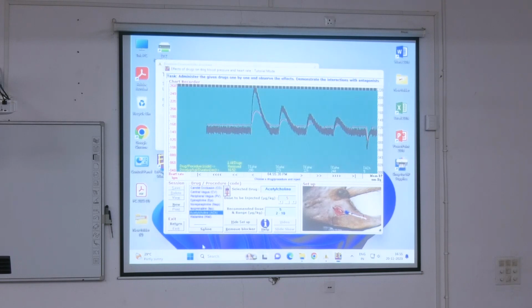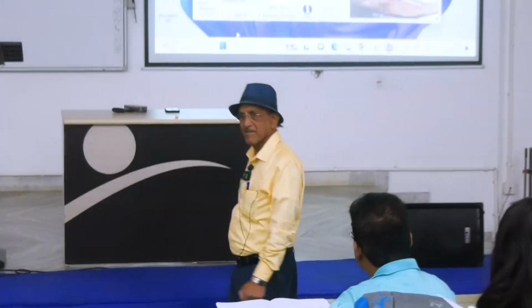So there is fall in blood pressure. So how can you block the muscarinic receptor? How can we block the muscarinic receptor? By giving. How can we block the muscarinic receptor?